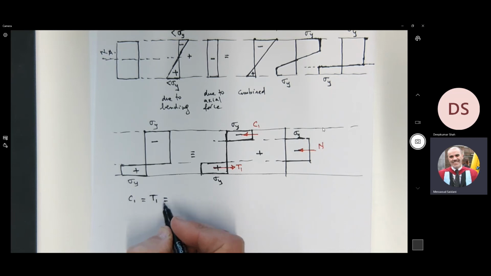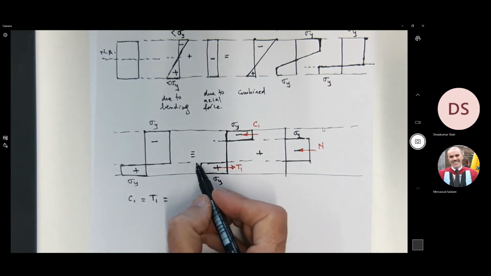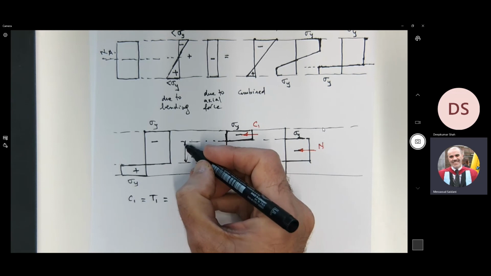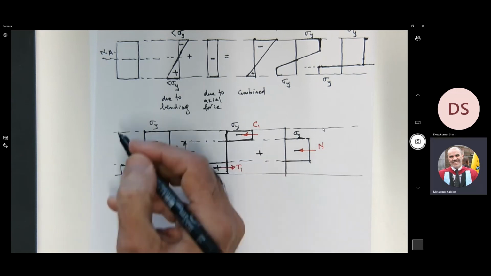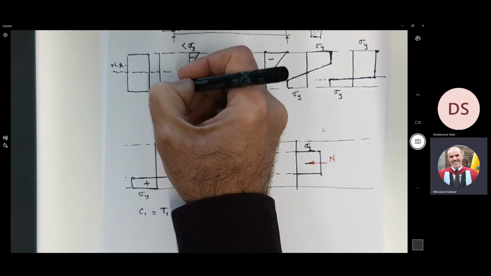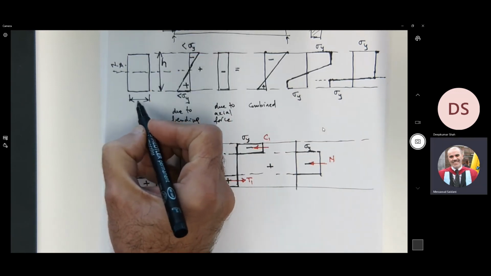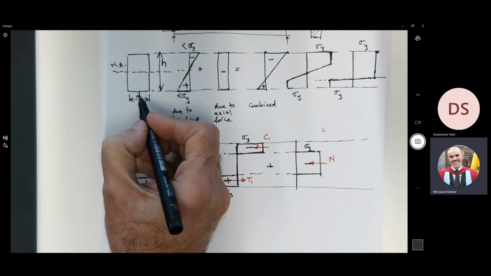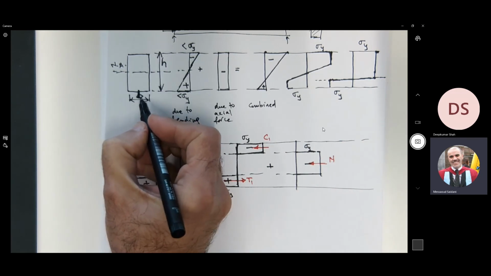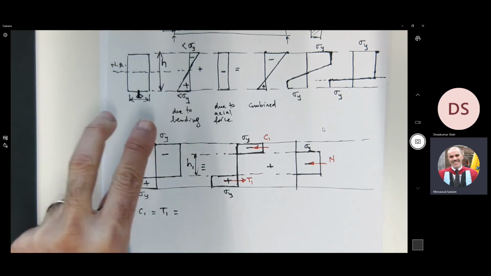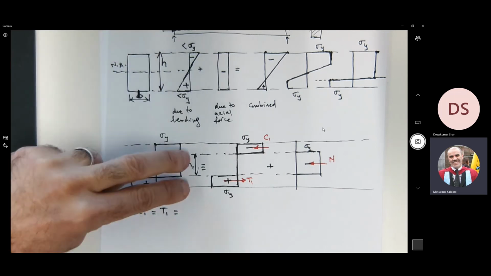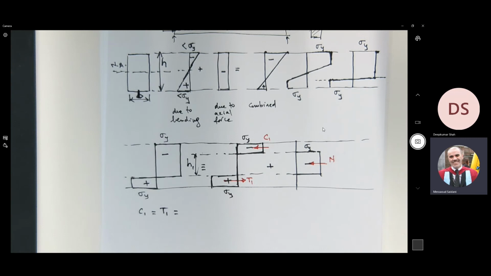What is it equal to? Can you tell me? Let's call this here H1. Let's call the depth of the beam H, and the width B. So the depth of the beam is H, the width is B, and we call this part here H1.